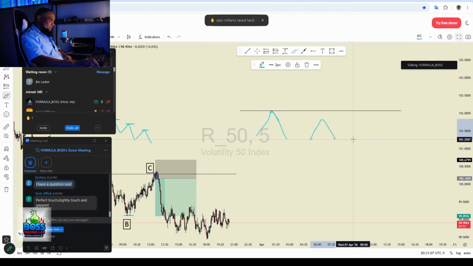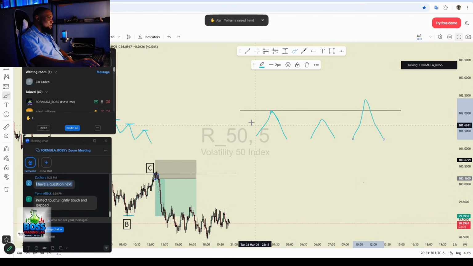The third way, and this is the way where most persons get messed up, is when the market overlaps the level. So, again, the market reacts with levels in one of three ways. You have the perfect touch, you have the gap, and you have the overlap.